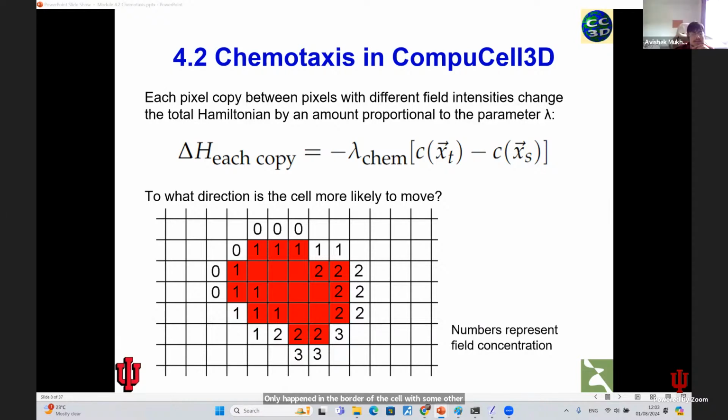Okay. And inside the cell, the numbers represent the field concentration? Like, is it the concentration of what? Concentration, field of concentration, any field imaginable. Okay.